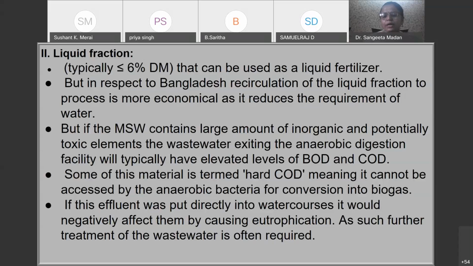What is this BOD and COD? It is biological oxygen demand and chemical oxygen demand. It also tells you about the pollution load. So this material is termed as RCOD, meaning it cannot be assimilated by the anaerobic bacteria for conversion into biomass. If this effluent was put directly into water courses, it would negatively affect that particular stream by causing eutrophication. In eutrophication, algal blooms grow in a particular area of the water stream. Sunlight can't enter, so DO will be 0. DO means the dissolved oxygen will be 0. So further treatment of the wastewater is often required.